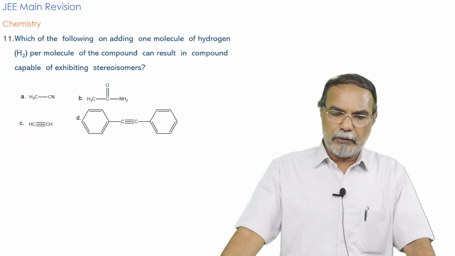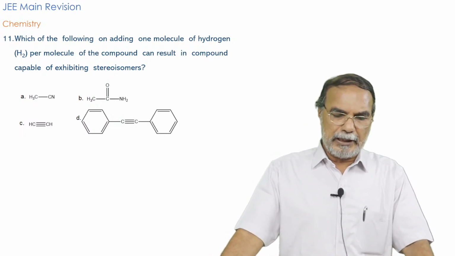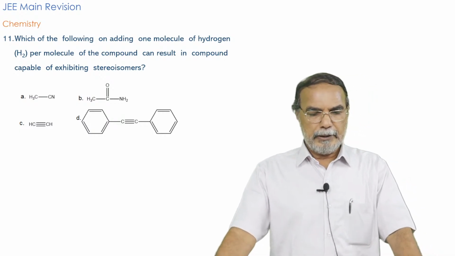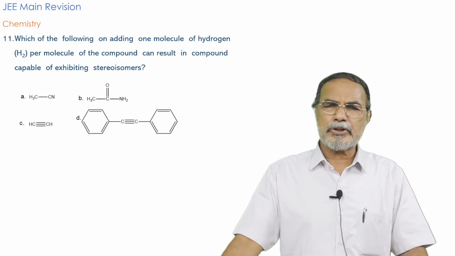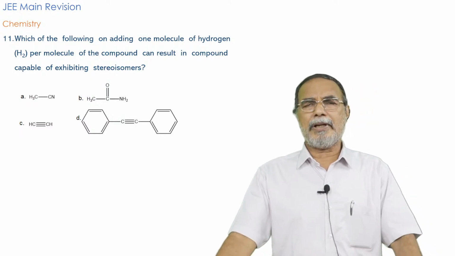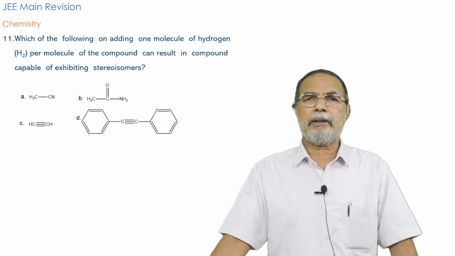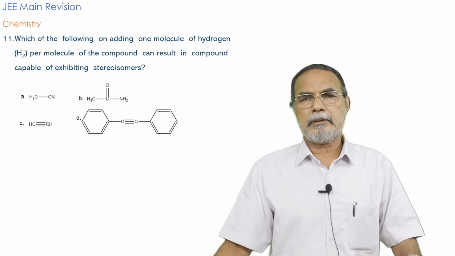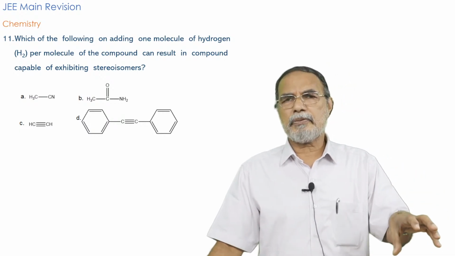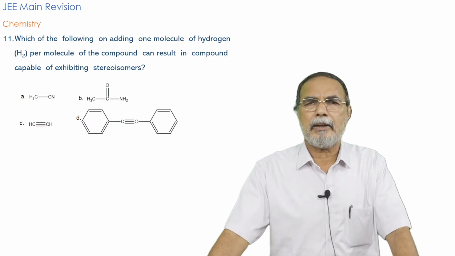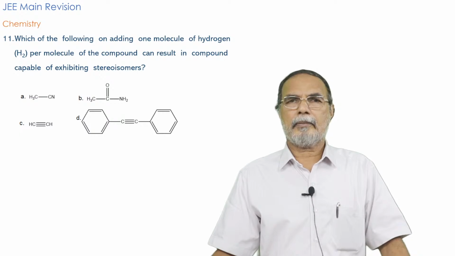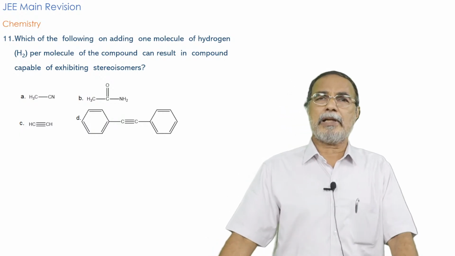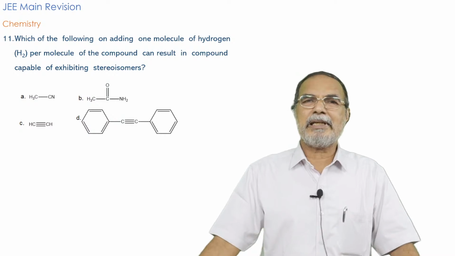Which of the following on adding 1 molecule of hydrogen per molecule of the compound can result in a compound capable of exhibiting stereoisomerism? That again is a pretty simple question. I think all of you will be able to answer this question. That belongs to the category of the simple questions. I told you there will be some questions which are pretty simple, can be answered by all of you. And I do hope that all of you will be able to answer all the other questions too for the coming JEE examination.